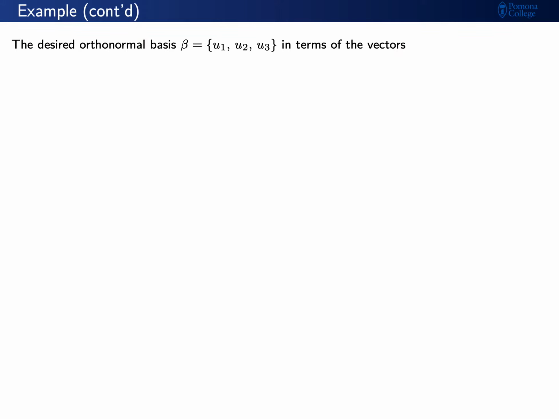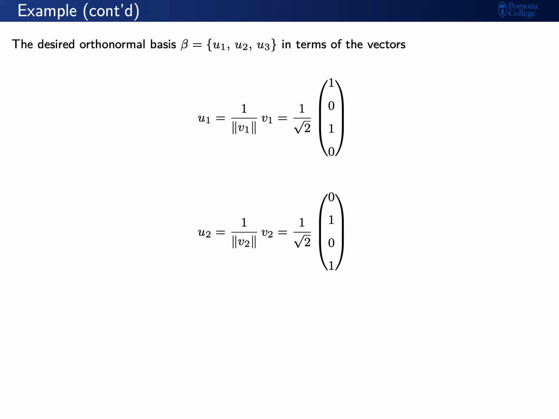The desired orthonormal basis can be found by taking these vectors V1, V2, and V3 and just dividing by their norms. So for example, u sub 1 here is V1 divided by the norm of V1, and similarly for u2 and for u3.